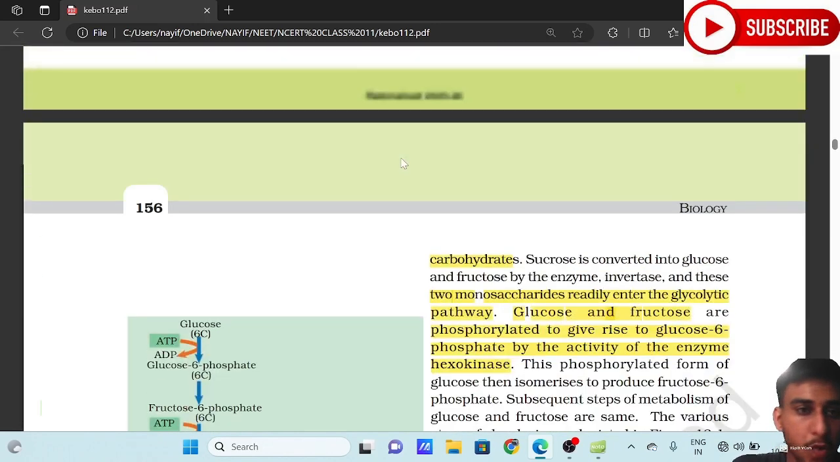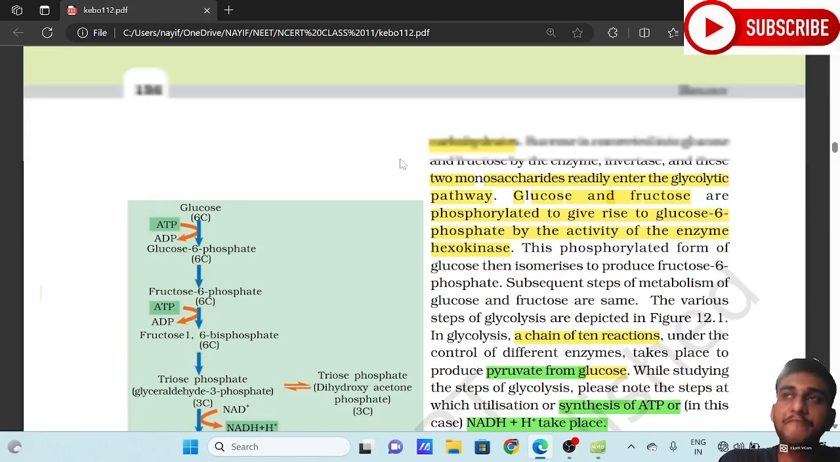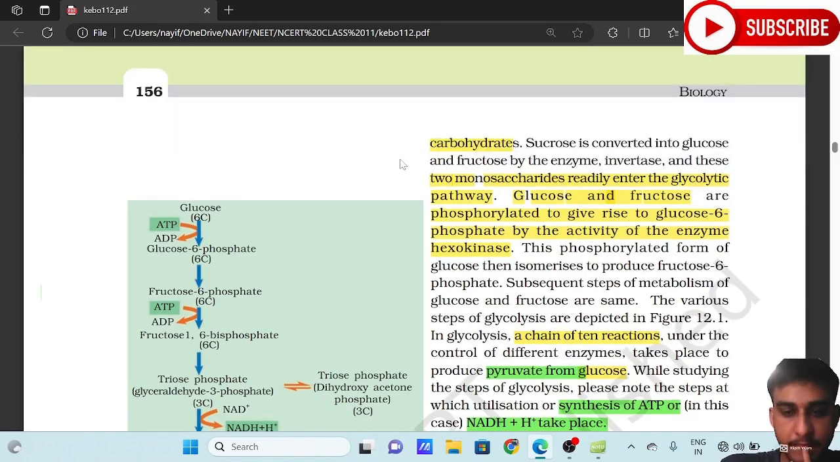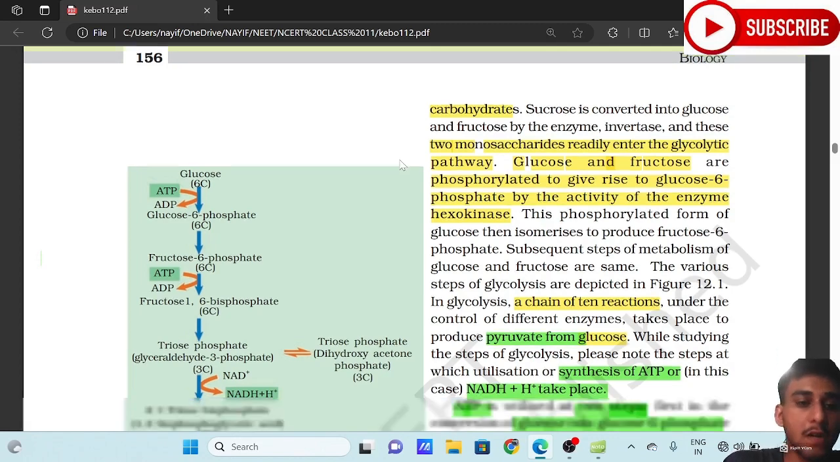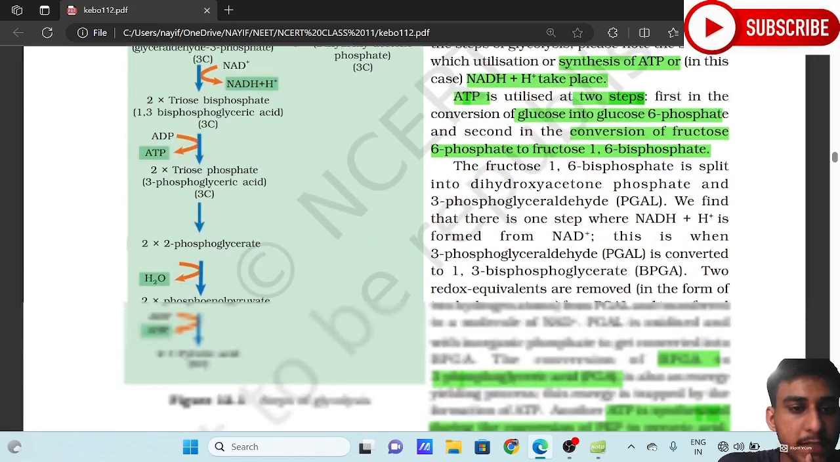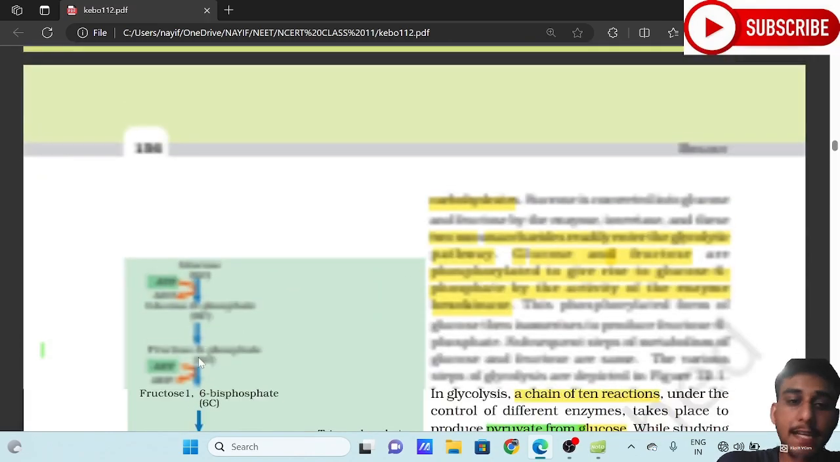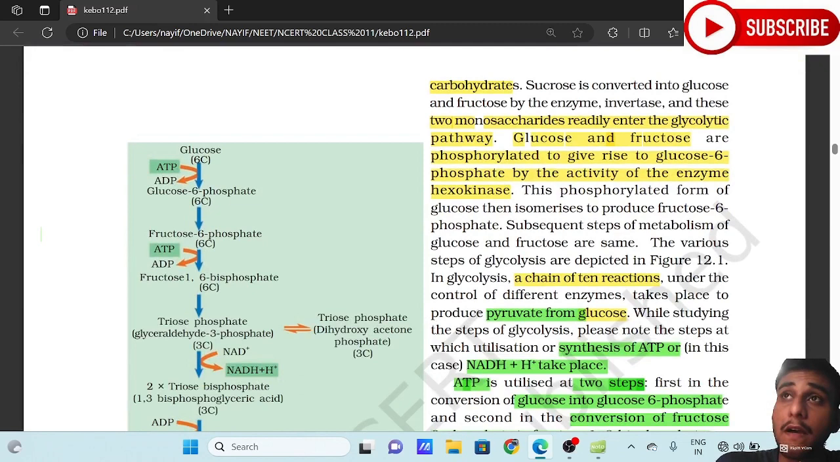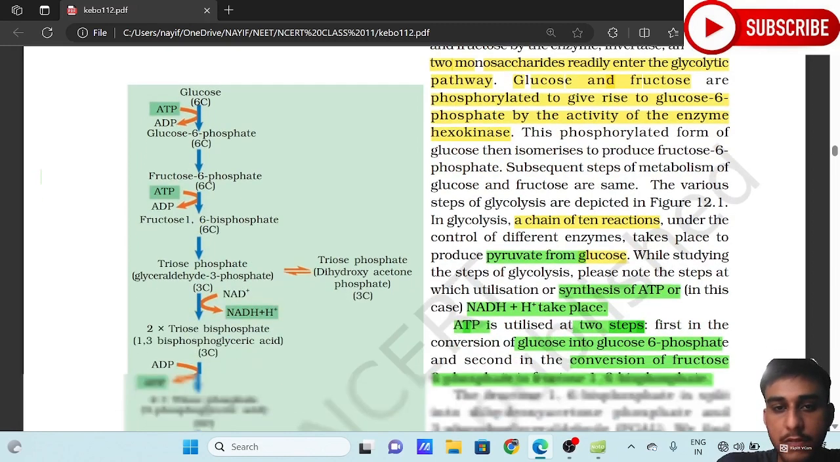So, glycolysis. Glycolysis contains 10 steps. How to study glycolysis is that first you need to understand the steps. If you count it, 1, 2, 3, 4, 5, 6, 7, 8, 9, 10. Okay, 10 steps which have 10 substrates within it. 10 intermediates or 10 molecules are involved.